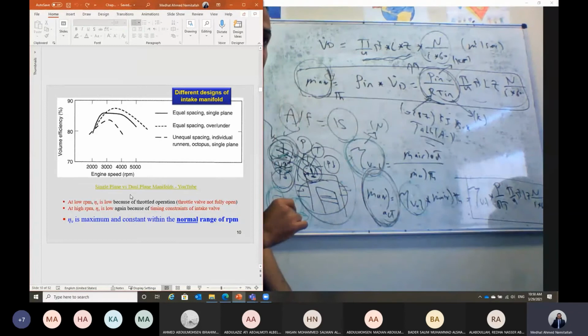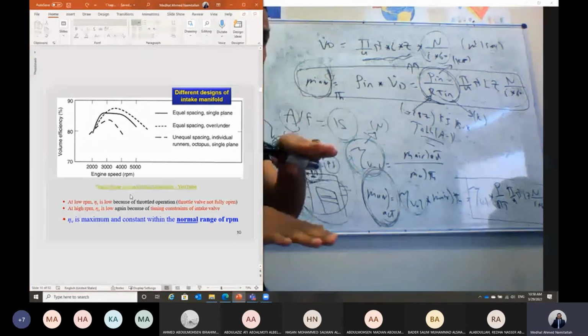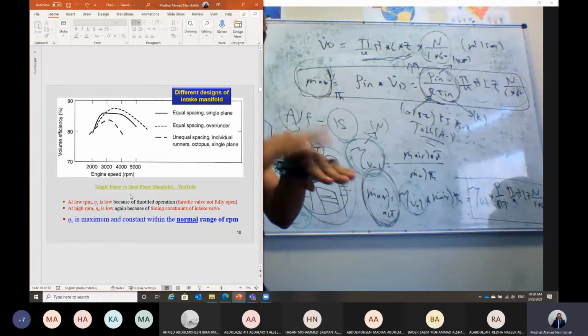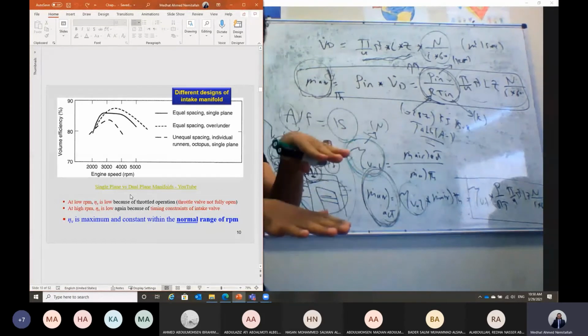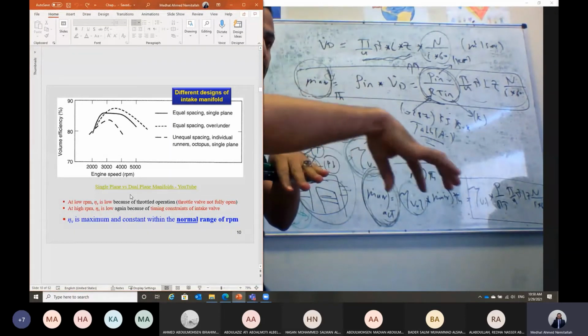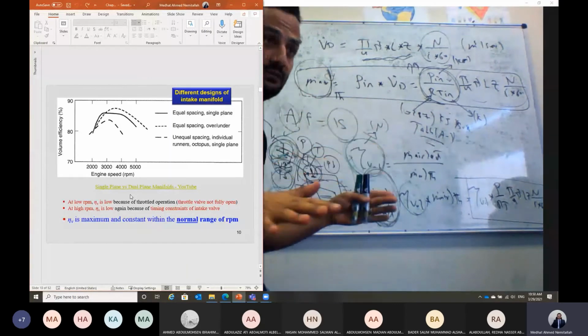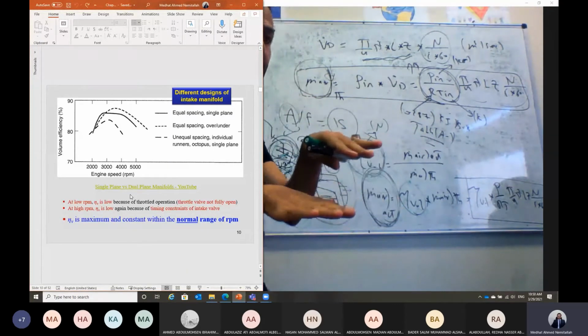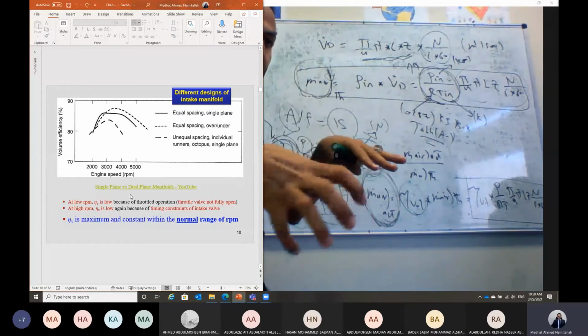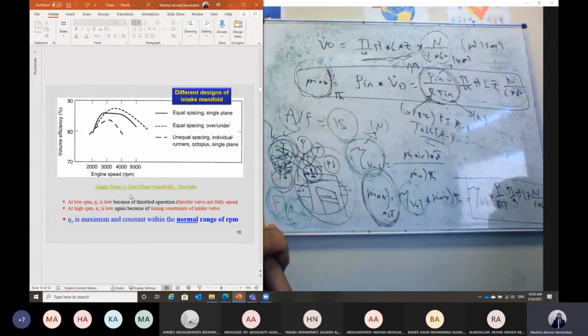This is actually the single plane. We have a dual type in which we can divide the cylinder. We have divided it into two planes above each other. Each one will be taking the air and distributing it to half of the cylinders. So let's say we have 6 cylinders. In the dual one, we will have a separate intake manifold for each 3 cylinders in this case.